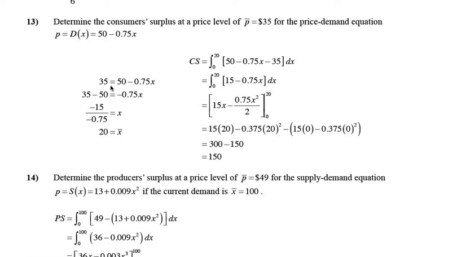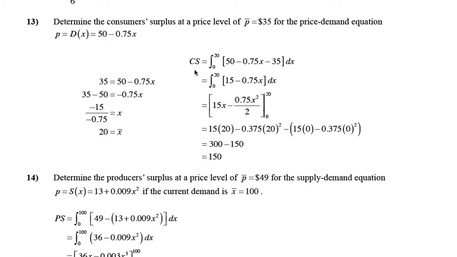I have here subtracted 50 from both sides of this equation. That gives me negative 15. Then I've divided both sides of this equation by negative 0.75. Since this is a negative divided by a negative, that will give me a positive 20. And so that quantity is our equilibrium quantity, our market demand quantity of 20.